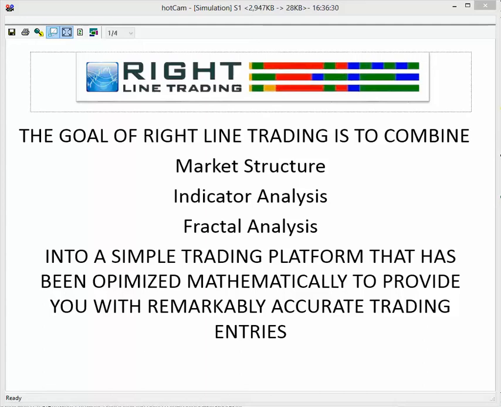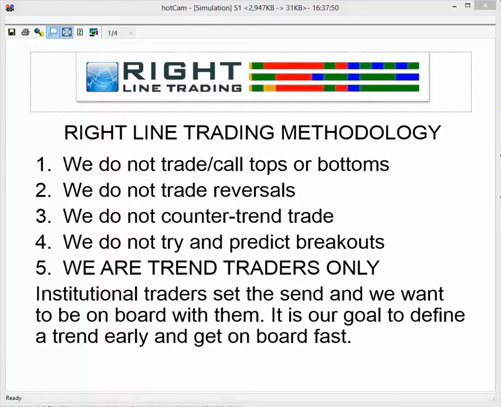It's very, very difficult to look at 2 or 3 time frames at the same time to confirm your entry. So what we do is we have developed indicators that perform fractal analysis. And fractal analysis is simply the synthesis of data from multiple time frames by one indicator, so that when it gives you a signal, it's using data from multiple higher time frames. And then combine that into a simple trading platform that has been optimized mathematically to provide you with remarkably accurate buy and sell signals. Now here's really our philosophy.